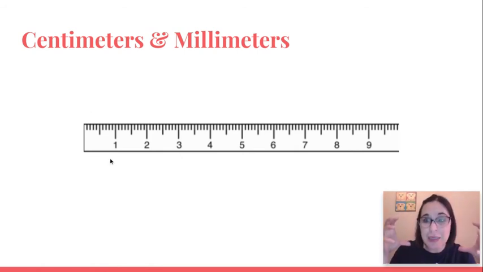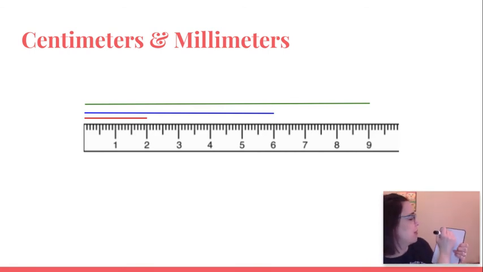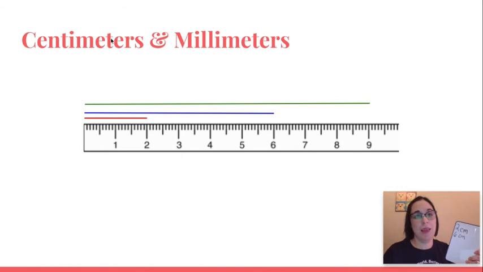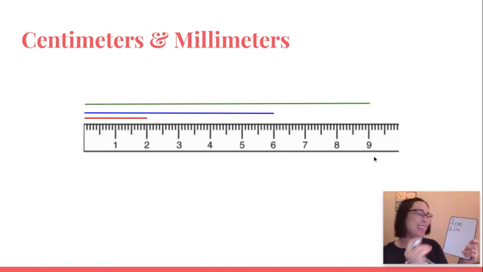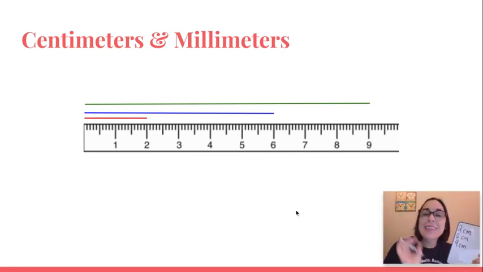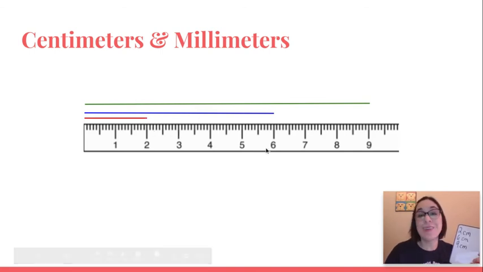So I've blown this ruler up so we can see it a little closer. So let's just look and see how long are all of these lengths. Let's start with the red line. We can see that that is 2 centimeters. I'm going to keep track of this on my board. The blue line measures to 6 centimeters. And the green line is 9 centimeters. Pretty easy, right?